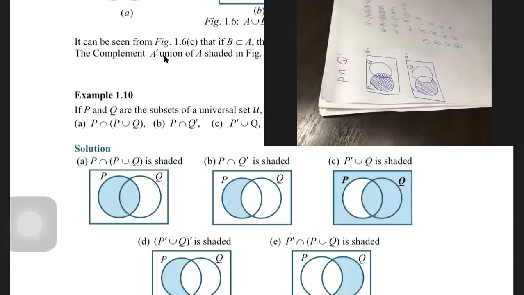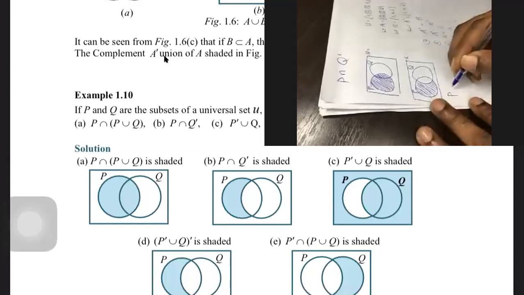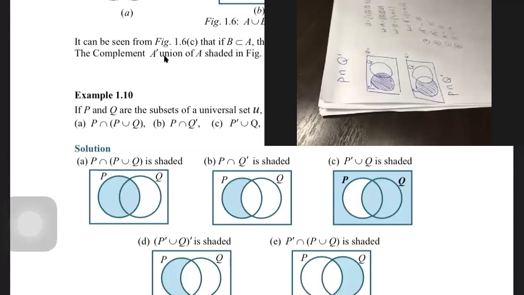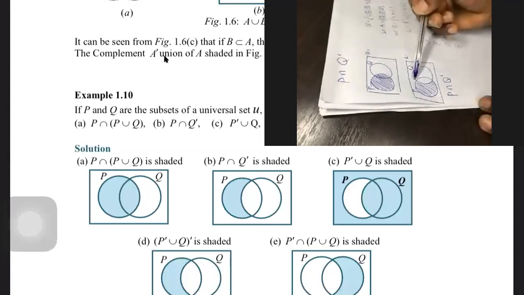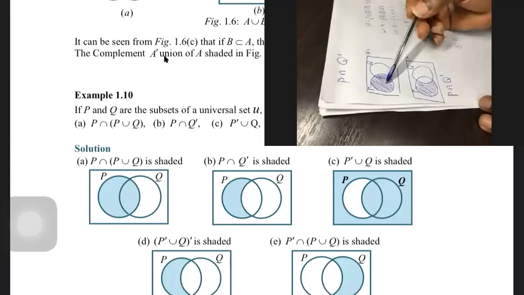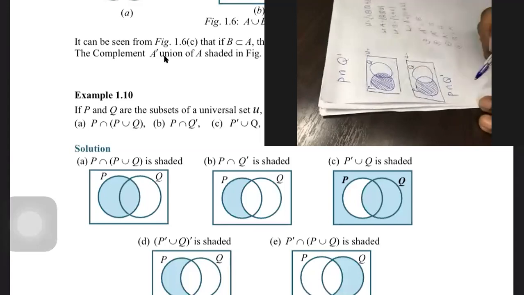That is Q complement. Now you come to the main question. P intersection Q complement means a portion that belongs to P and also belongs to Q complement. When you look at these two pictures, you can tell that only this portion here also belongs to P complement. So that is it. I have P intersection Q complement to be this.